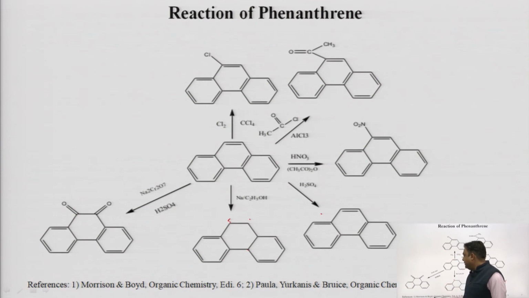Again, when phenanthrene reacts with sodium dichromate in the presence of concentrated H2SO4, we get 9,10-phenanthroquinone. So this is the summary of the reactions of phenanthrene.